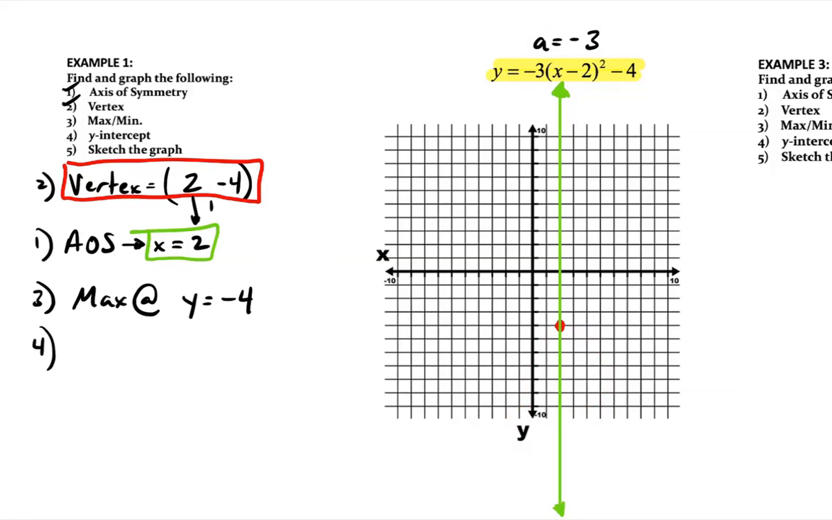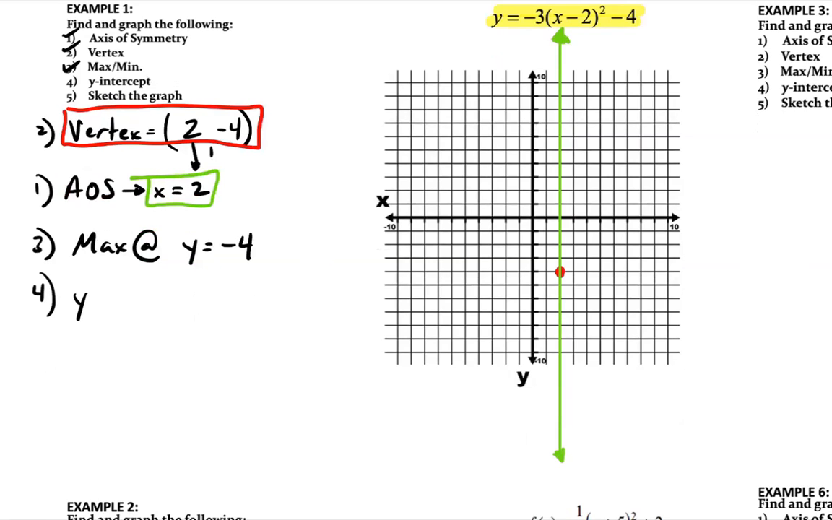Okay. Done with that one. Y-intercept. What did we do? What do we always do if we want to find the y-intercept? Plug in 0 for x, the other guy. Yeah, if we want to find y-intercept, we plug in 0 for the other guy. The other guy is an x. So I'm going to plug in 0 for x.